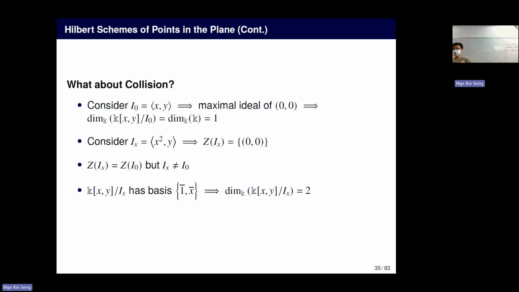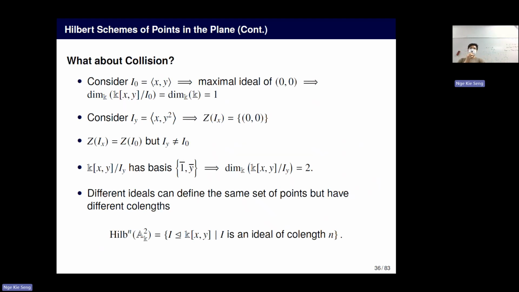It's like a point that also remembers a bit of thickness, or the tangent directions. In this case, it is thickened in the x-direction. On the other hand, consider the ideal Iy generated by x and y squared, whose zero set is again the origin. Again it is a different ideal, again of co-length 2, but now this ideal represents a double point thickened in the y-direction. These different ideals allow us to distinguish between the different ways points can collide, resolving the issue we had with the symmetric product. I hope this motivates the definition of the Hilbert schemes.